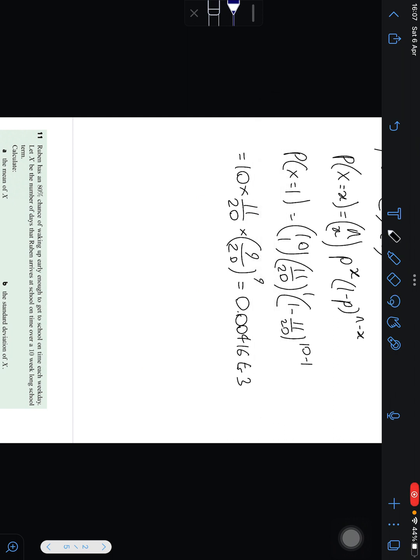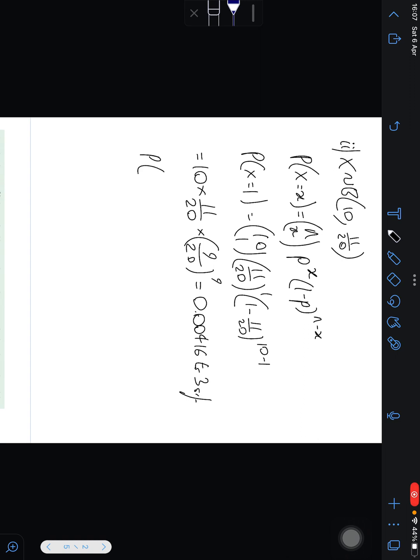So 3 significant figures. It's good to put 3 s.f., and the other one was P(X = 9). Very similar. 10 choose 9.